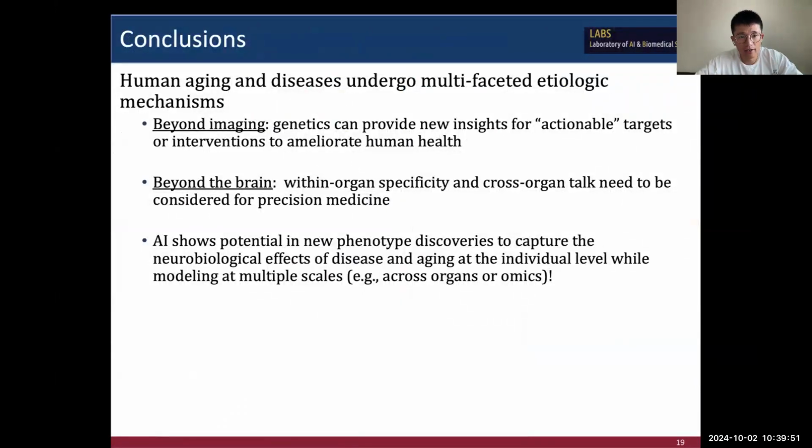To conclude, human aging and disease undergo multifaceted etiologic mechanisms. In my personal opinion, nowadays we should go beyond the brain imaging only approach. Genetics can provide new insights for actionable targets or interventions to ameliorate overall human health in human aging and diseases. We also want to go beyond the brain. Within-organ specificity and cross-organ talk need to be fully considered for precision medicine. And finally, I also believe AI shows potential in new phenotype discoveries to capture the neurobiological effects of disease and aging at the individual level while modeling at multiple scales. The scales can refer to cross-organ or cross-omics data.